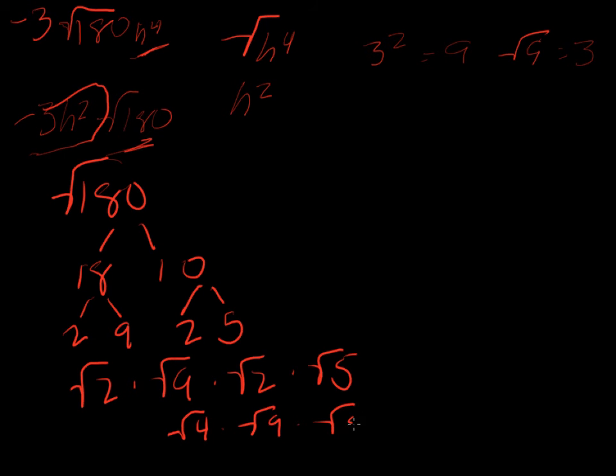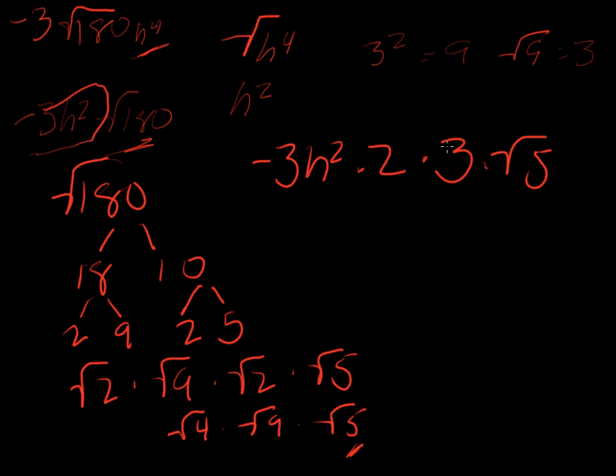So we're going to bring in our negative 3h squared here. We go 3h squared times square root of 4, which cuts in half to 2. Square root of 9 is 3. And square root of 5, well, 5 is a prime number, so we can't break that down anymore. So we're going to have square root of 5.